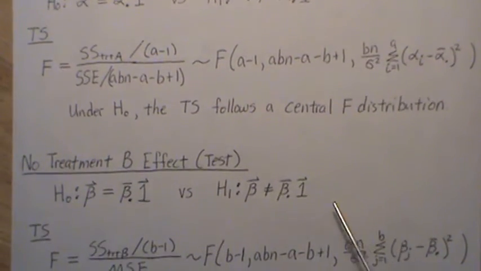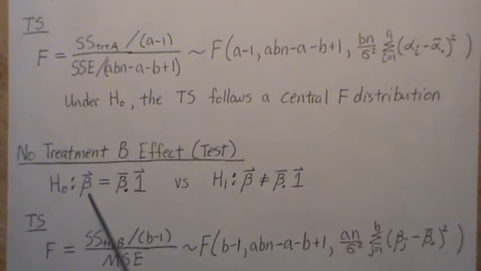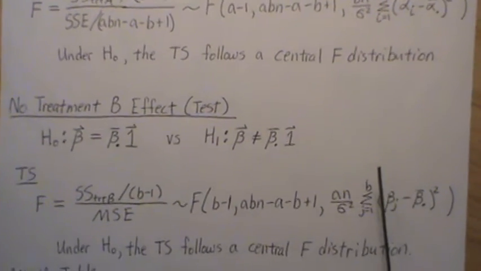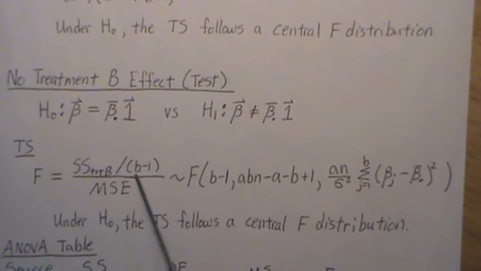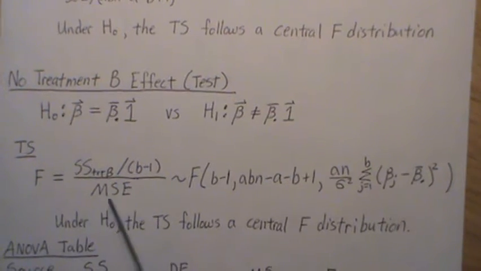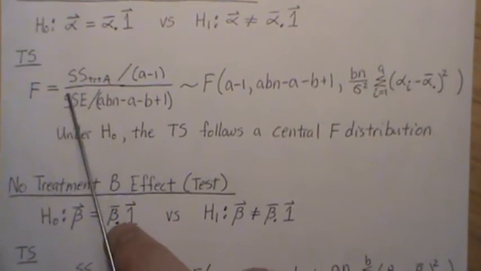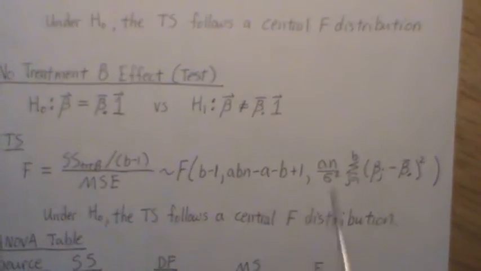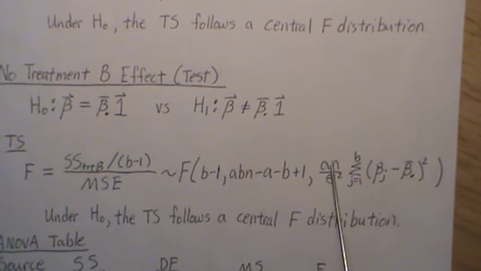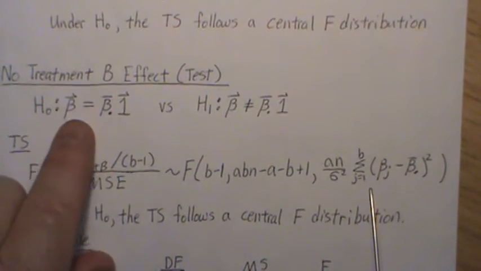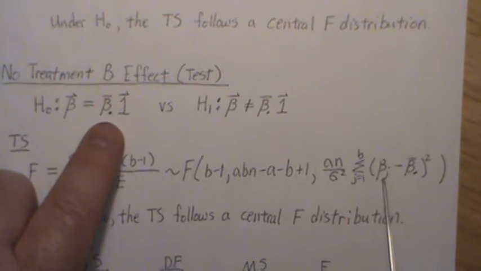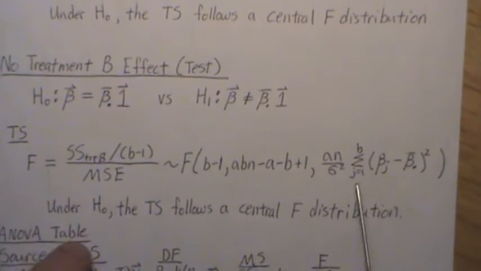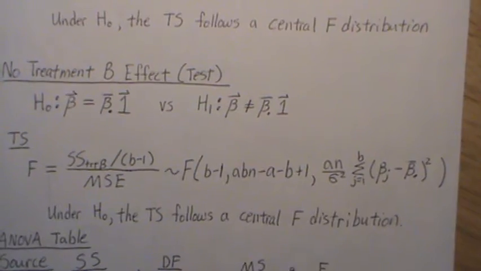So for the treatment B effect, the test is that the beta vector is a constant vector versus it's not a constant vector. The test statistic is the sum of squares for treatment B divided by its degrees of freedom, divided by the mean squared error, which is the same as this right here. And that is a non-central F distribution with non-centrality parameter this. So under the null hypothesis that the beta vector is a constant vector, all these are the same value, which means they equal the mean. So this is 0. So under the null, the test statistic follows a central F distribution.